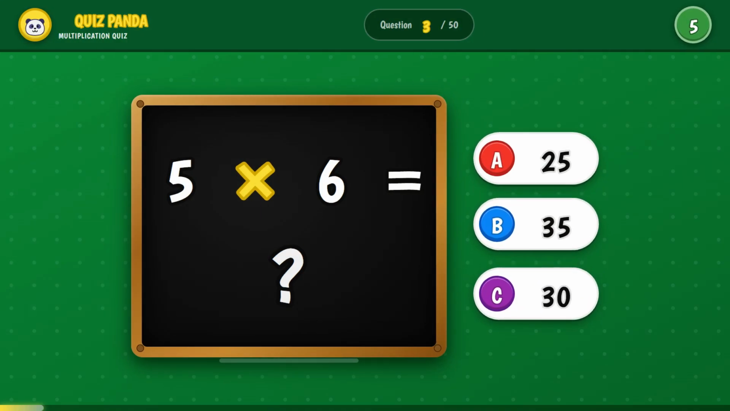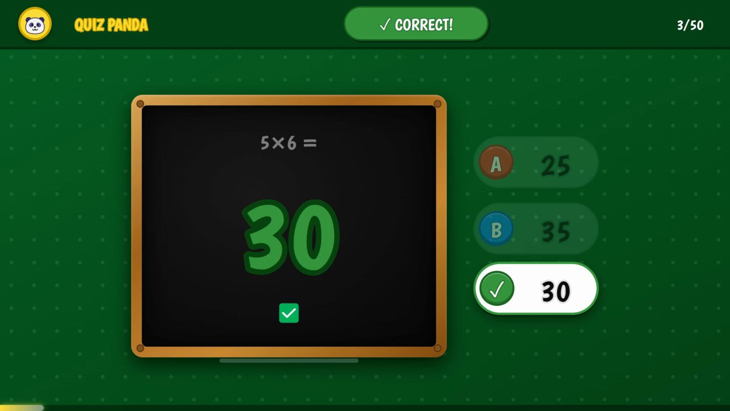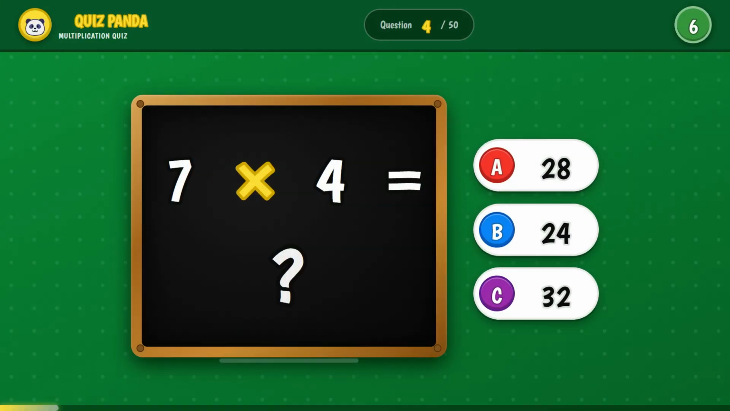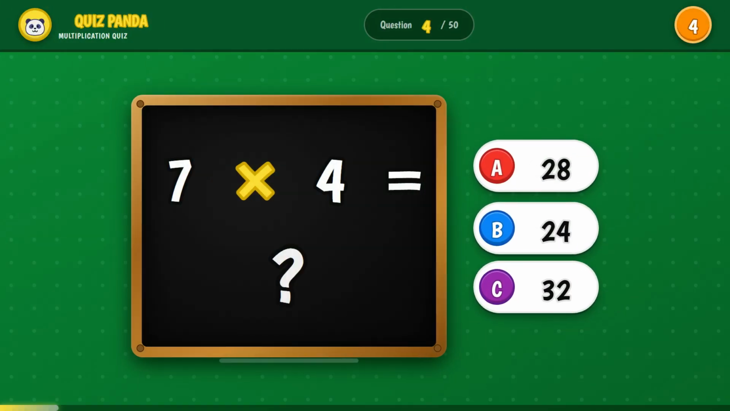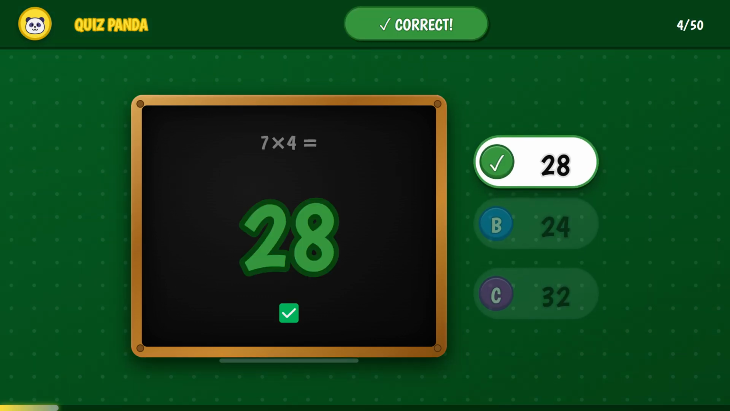Question 3. What is 5 times 6? The correct answer is C, 30. Question 4. What is 7 times 4? The correct answer is A, 28.